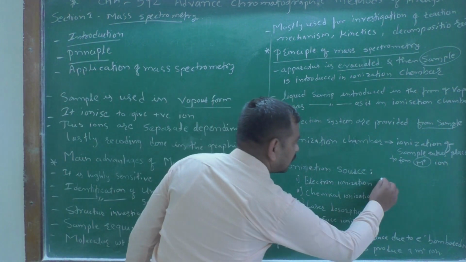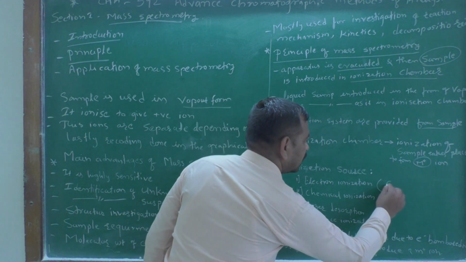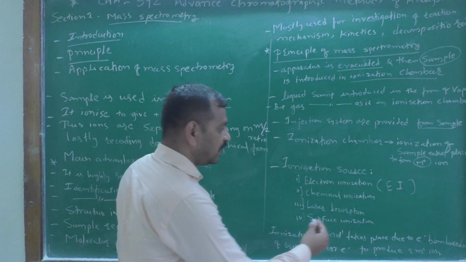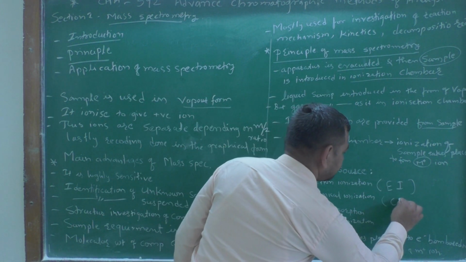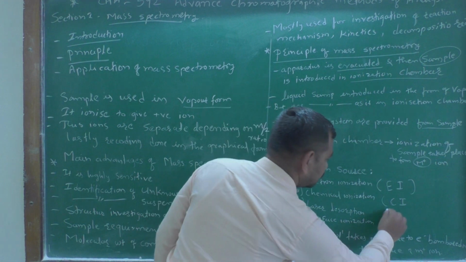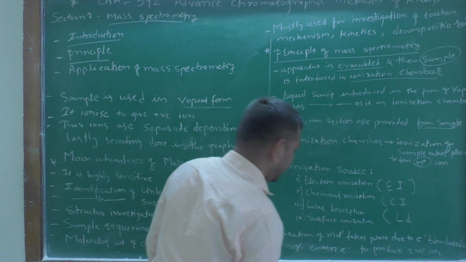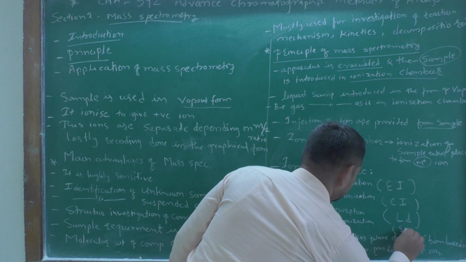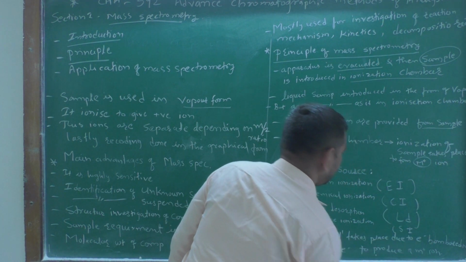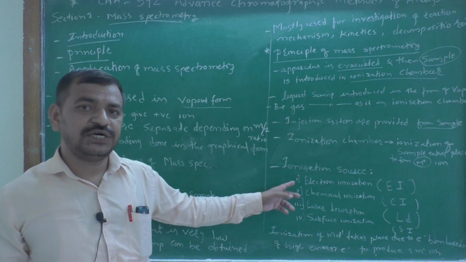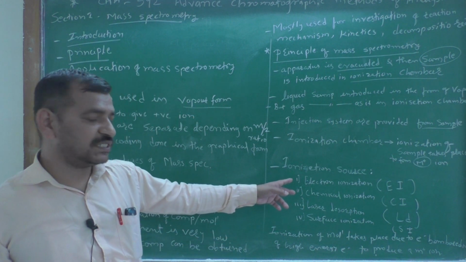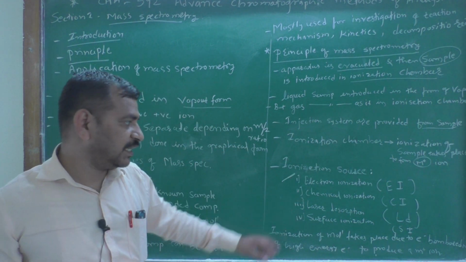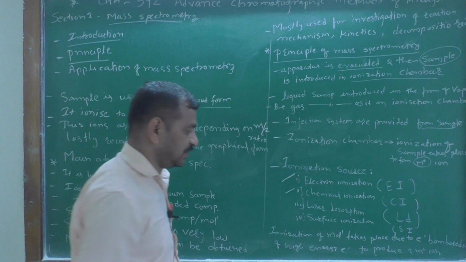Shortly, we write EI for electron ionization, CI for chemical ionization, LD for laser desorption, and SI for surface ionization. In our syllabus, two types of sources are studied. First is electron ionization and second is chemical ionization.